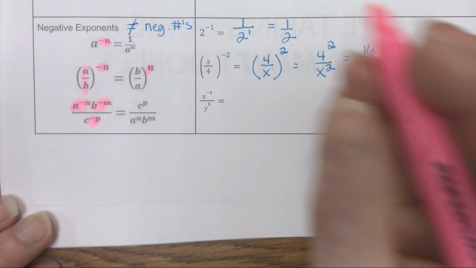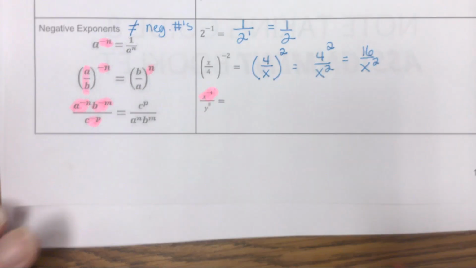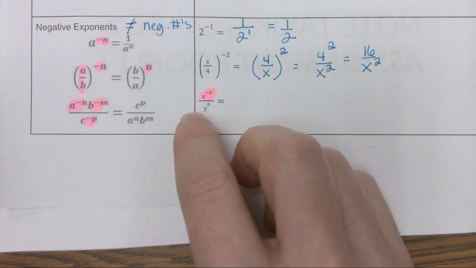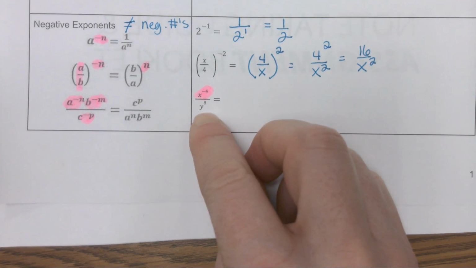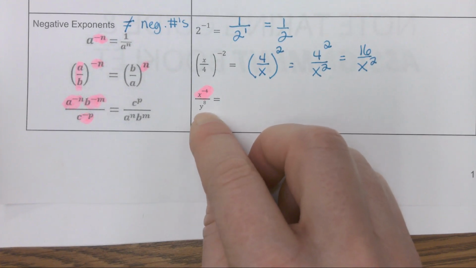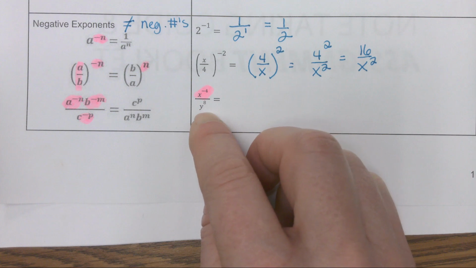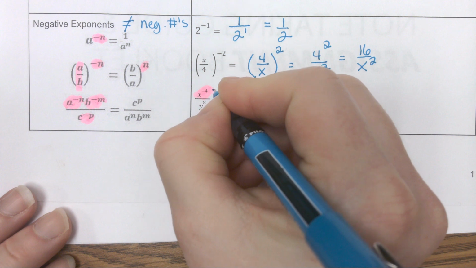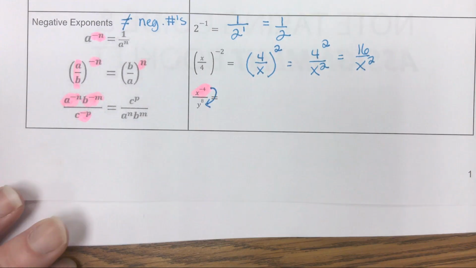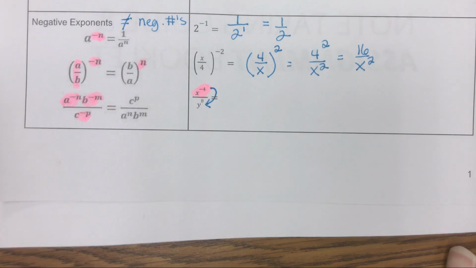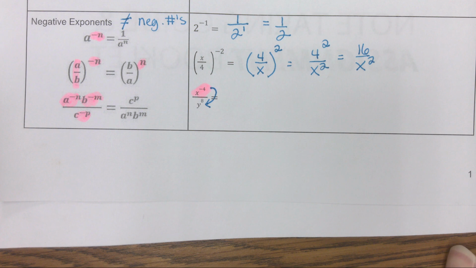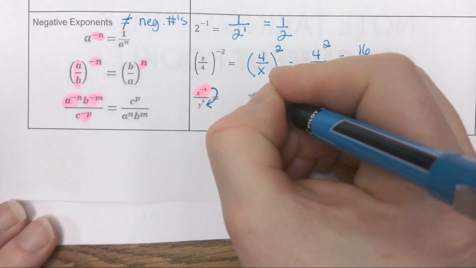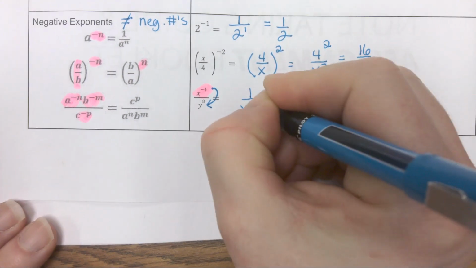Okay, but what about this one? That's a negative exponent. The y to the 8th is not. So if you have a mixture of them, the only things you move are the negative exponents. So this x to the negative 4th is going to move to the bottom. y to the 8th is not going to move because its exponent is already positive. This would give you 1 over x to the 4th, y to the 8th.